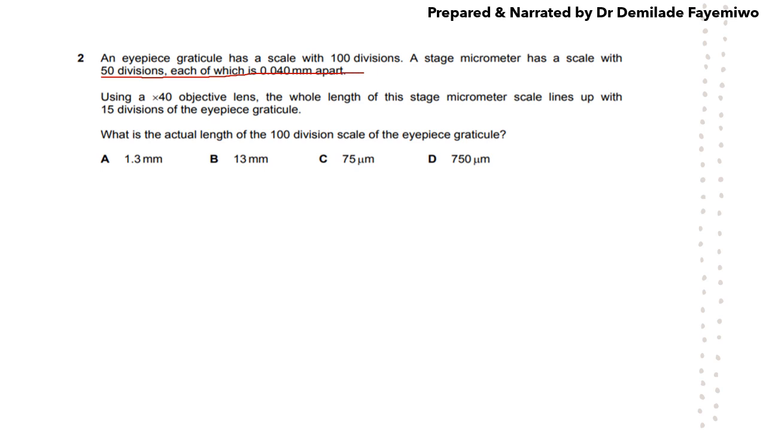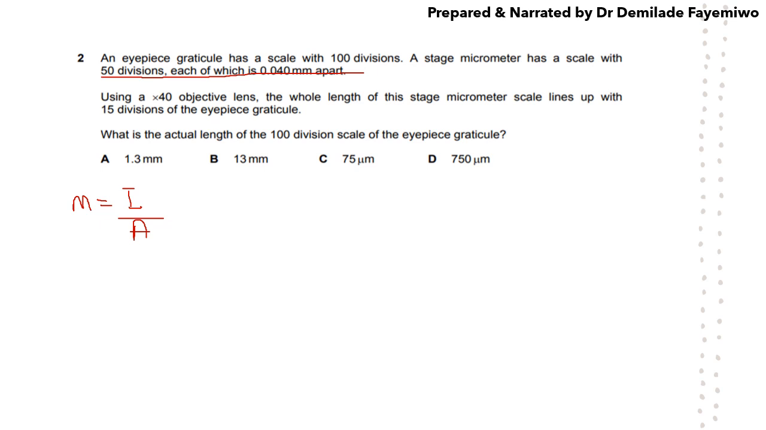And then it says using a times 40 objective lens, the whole length of this stage micrometer scale lines up with 15 divisions of the eyepiece graticle. What is the actual length of the 100 division scale of the eyepiece graticle? Now, this obviously might be a lot of information, but you can solve this very easily by just using magnification is equal to image size over actual size. So I write that as I over A.